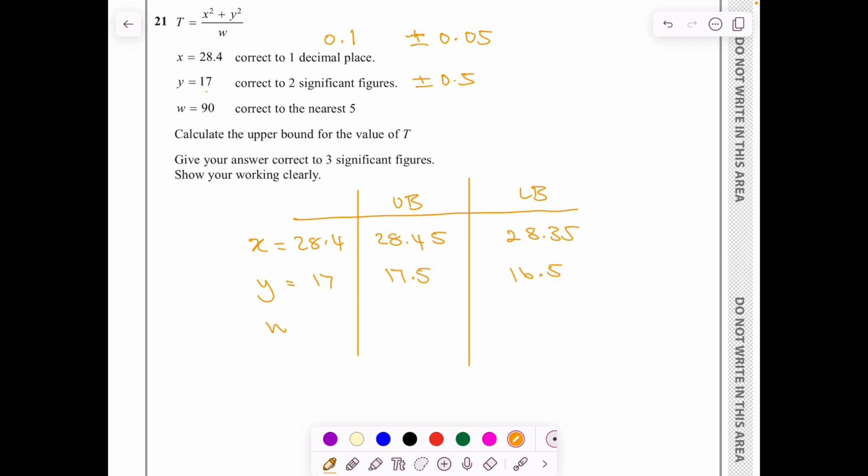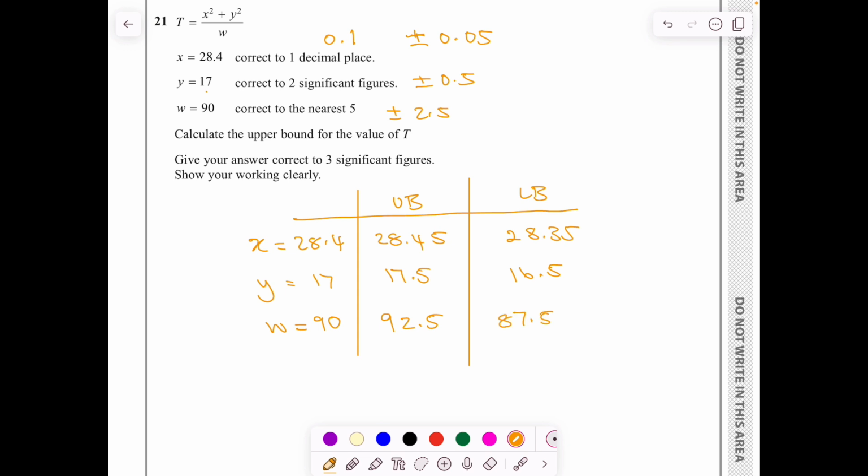Now for the last one, w equals 90. It's to the nearest 5. Half of 5 is 2.5. So my upper and lower bounds are going to be plus or minus 2.5. So my upper bound is 92.5 and my lower bound is 87.5.